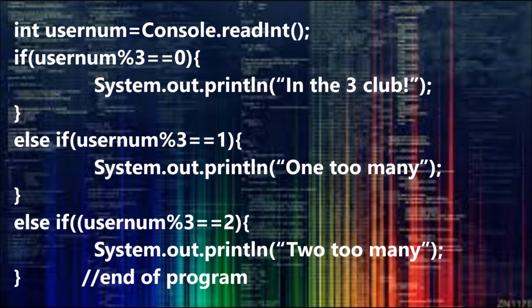Username is equal to console read-int. So basically, the person types in the number, which is then stored in the username. If that username mod 3 is equal to 0, therefore the number 3 divides into the number evenly, System.out.print in the 3 club. Else, if that username mod 3 is equal to 1, therefore it doesn't divide evenly, System.out.print 1 too many. Else, if username mod 3 is equal to 2, System.out.print 2 too many.